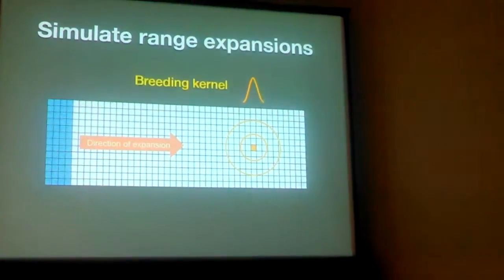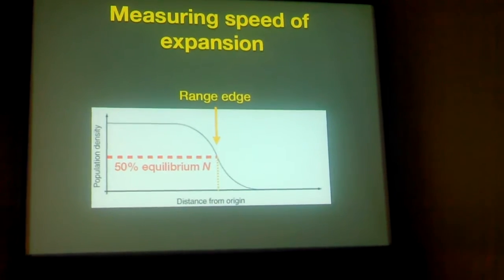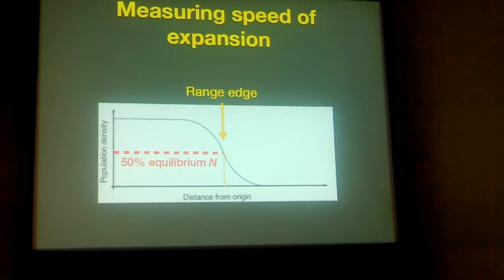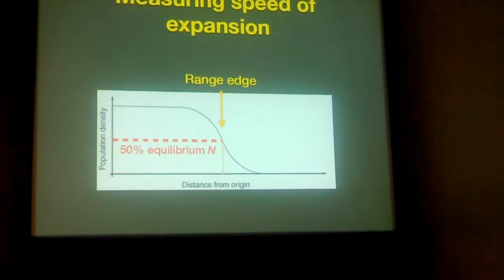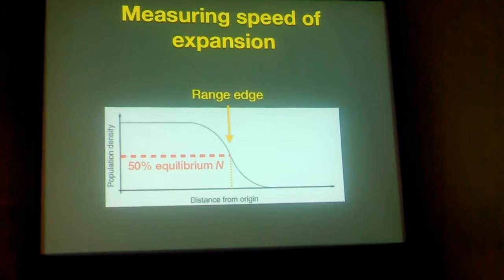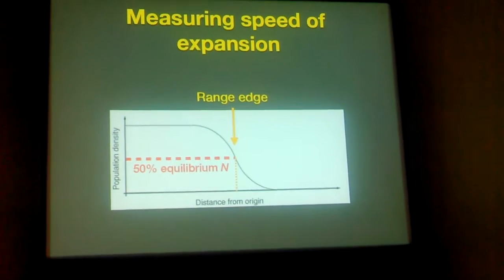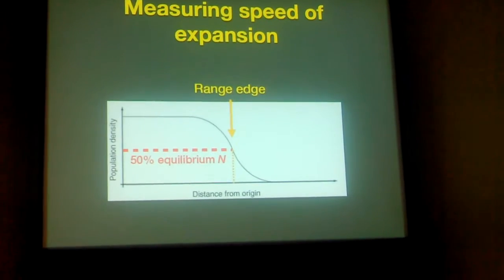And so when we look at the results, we measure a few things. The first is the speed of expansion. And so to do that, we defined an explicit range edge, which we define based on the first point in the landscape where population density drops to 50% of what it was in its equilibrium in the core. And so then we track the movement of that range edge over space to see how fast expansion proceeds.